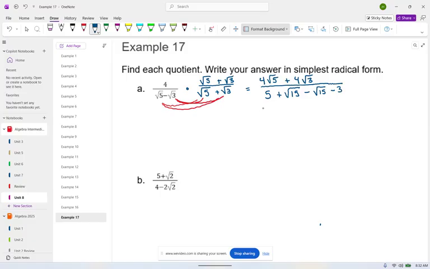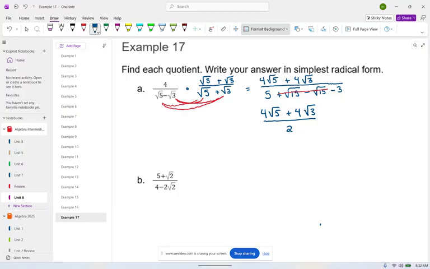So on the top, we'll have 4 square root of 5 plus 4 square root of 3. On the bottom, those two middle terms, the square root of 15 minus the square root of 15, are going to cancel out, leave me with just 5 minus 3, which is 2. So that's what the conjugate does. It gets rid of those middle terms, gets rid of the square root signs.